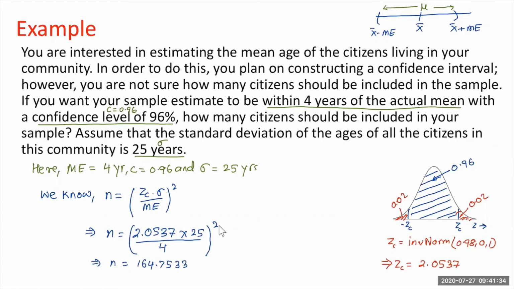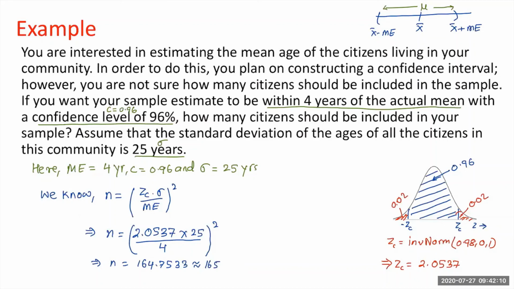And I get 164.7533. So we are looking for the sample size. Whenever it is more than 164, you are selecting 165 individuals. So you always have to round it up. So this is 165. Our question was, how many citizens should be included in your sample? So you can easily say that 165 individuals should be included in the sample.